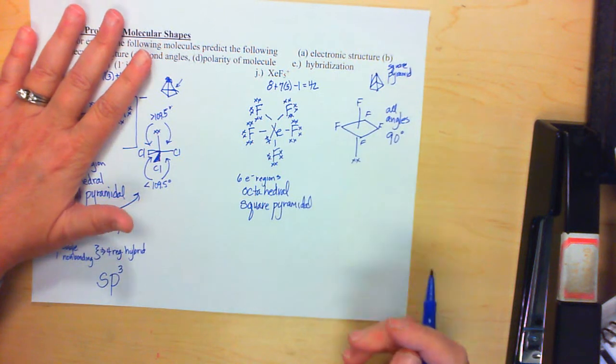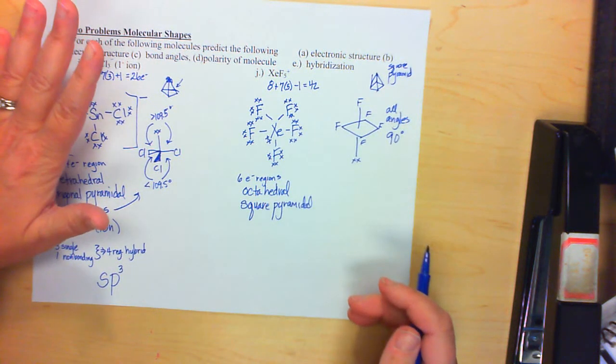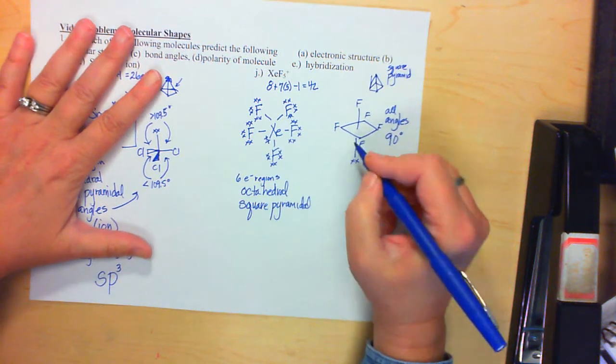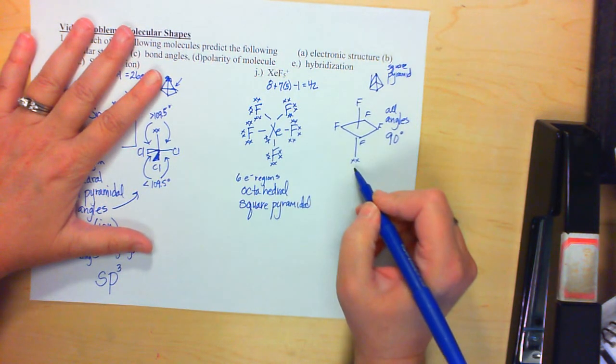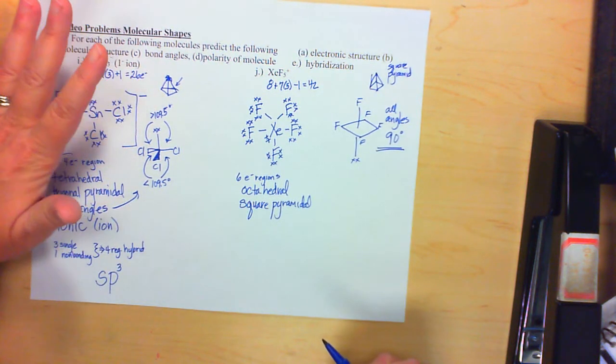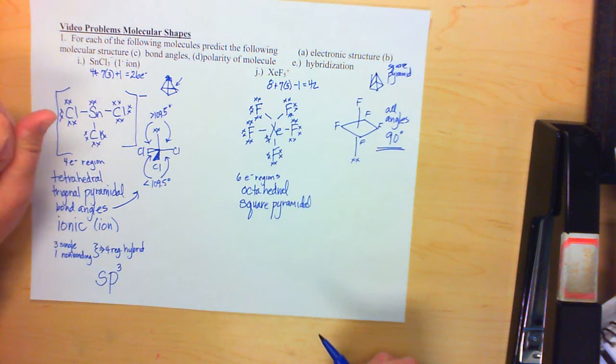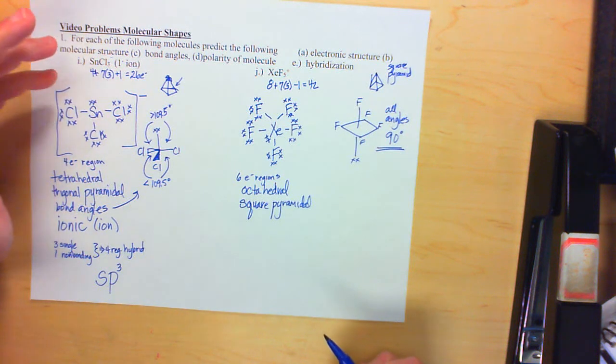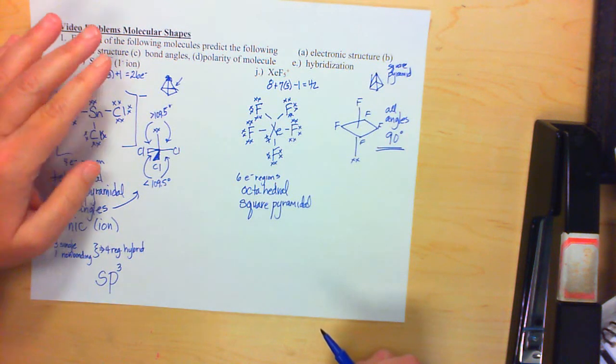Now, angle-wise, in theory, the lone pair is going to try to push, but you can't push far from 90. So all the angles are going to stay 90 degrees because there's nowhere for them to go. The lone pair is going to try to push, but you can't move if you can't move.